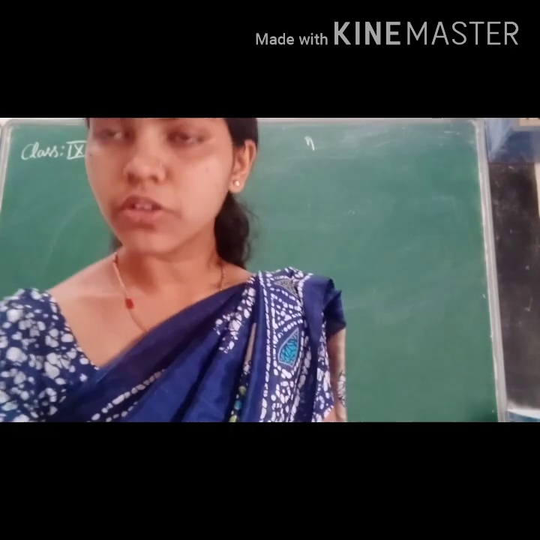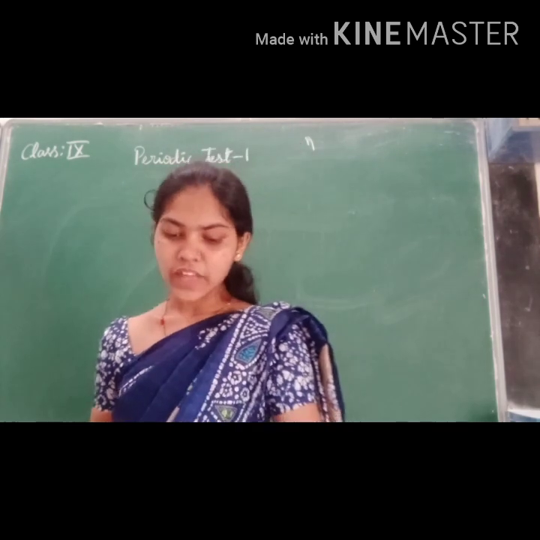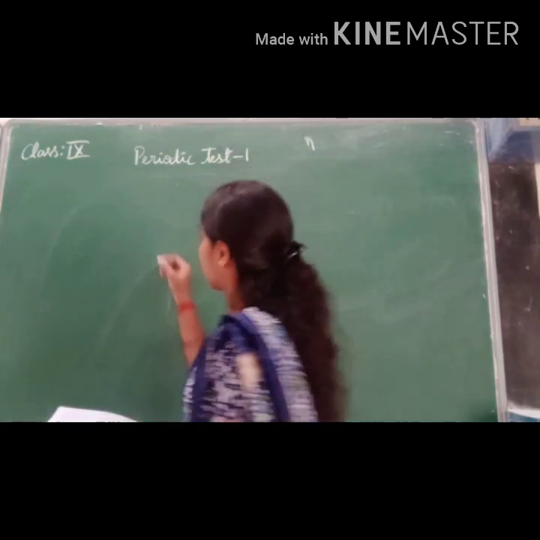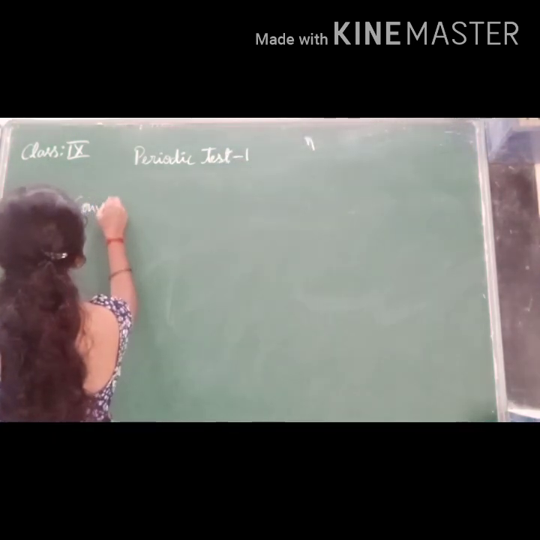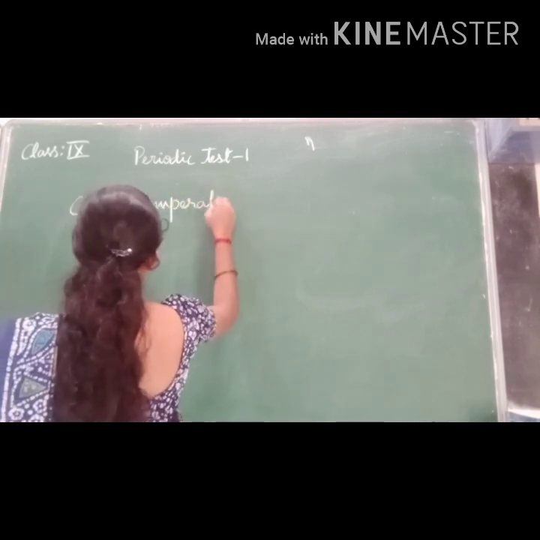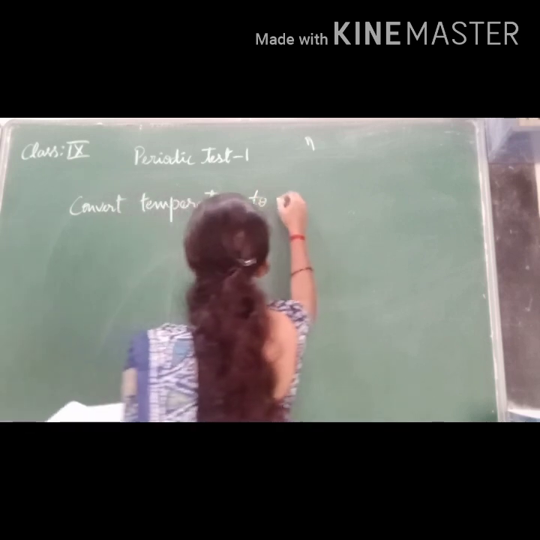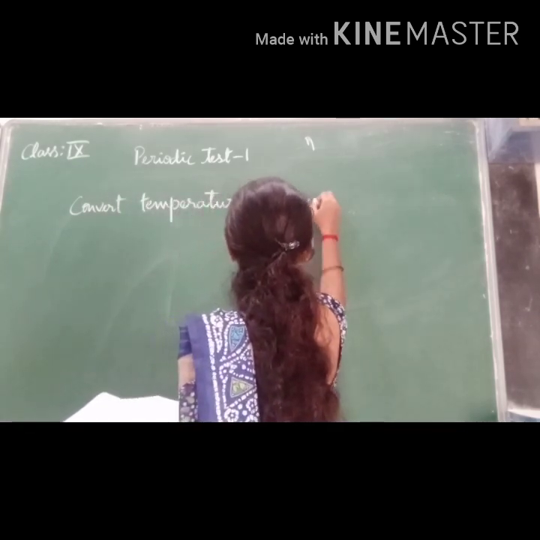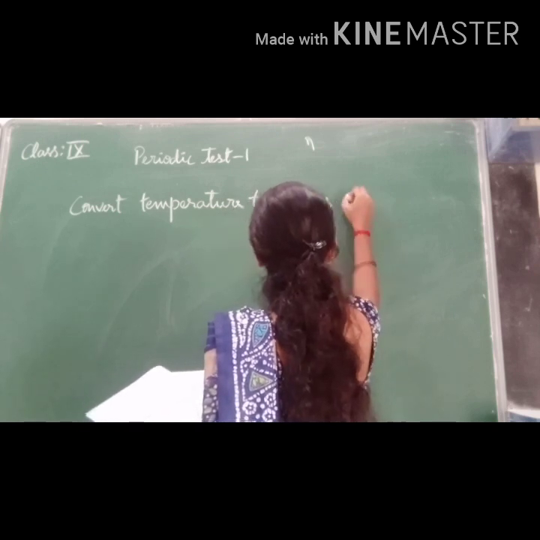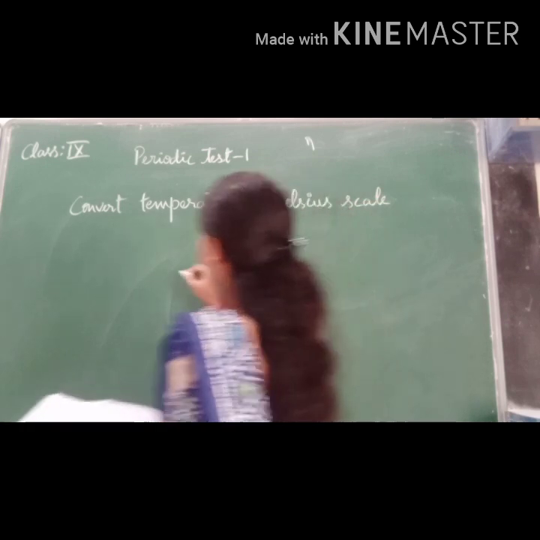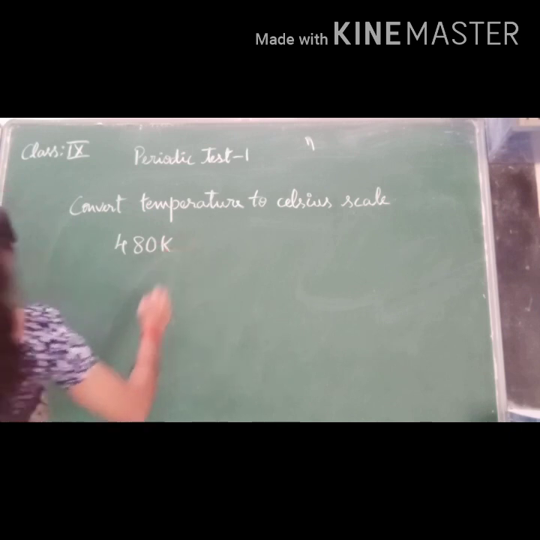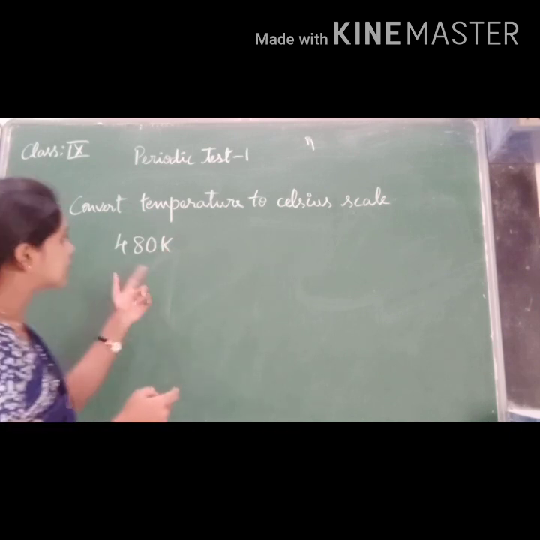Then you should be able to know how to convert temperature to Celsius, if they ask. How do you convert temperature to the Celsius scale? They will give the temperature. Consider 480 Kelvin. The temperature is in Kelvin, and you have to convert the temperature into Celsius.